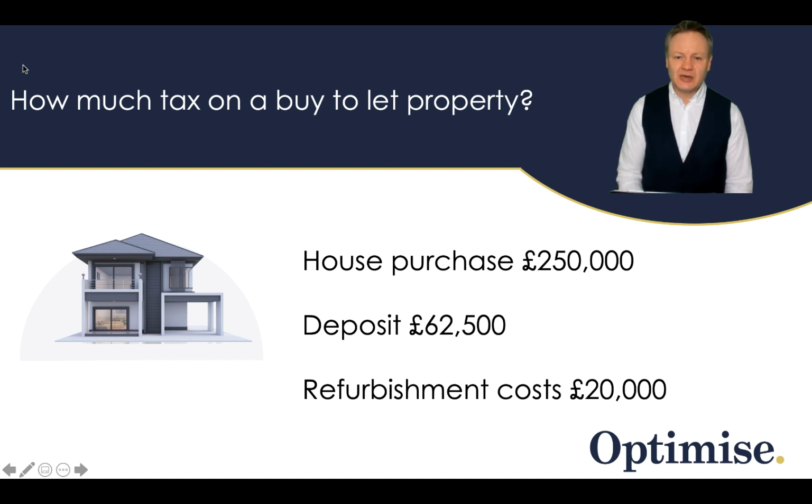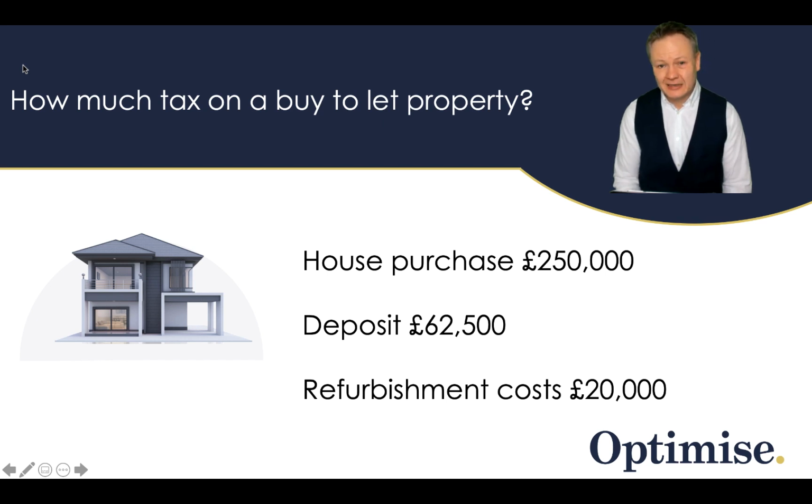Let's imagine that we have a property for £250,000. We have a deposit for £62,500. The rest is in a mortgage, and we've got refurbishment costs of £20,000. How much tax do you pay and what type? Well, let's go and have a look.